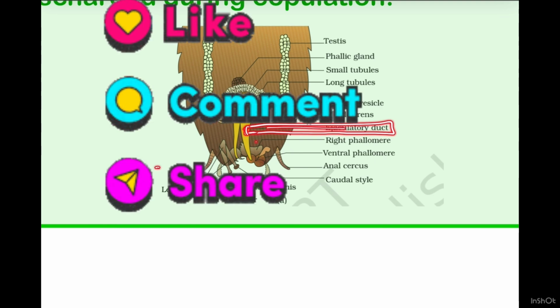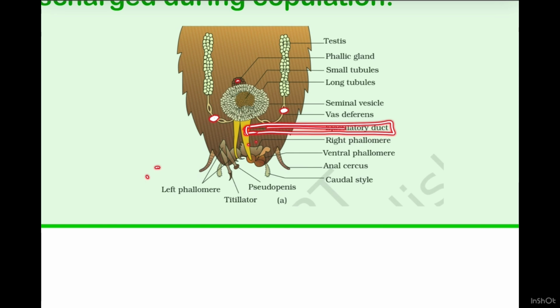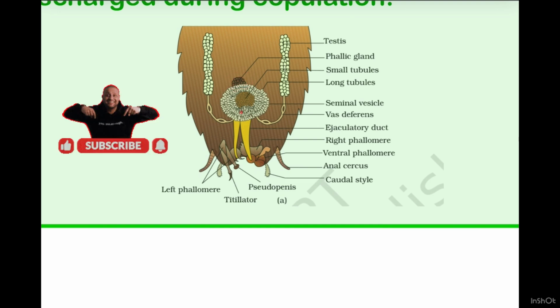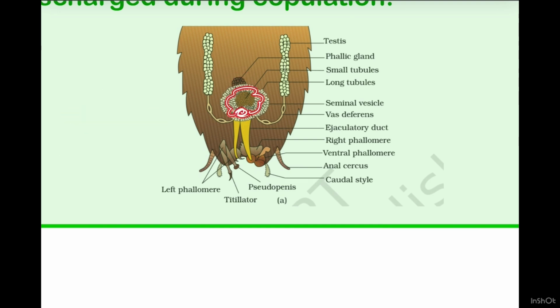And now this is the seminal vesicle, okay. And here is the phallic gland, and this is the mushroom gland. This yellow colored one is the mushroom gland. And now there will be phallomeres.